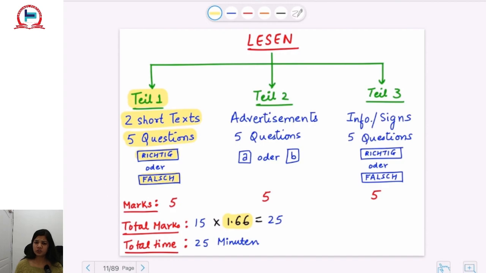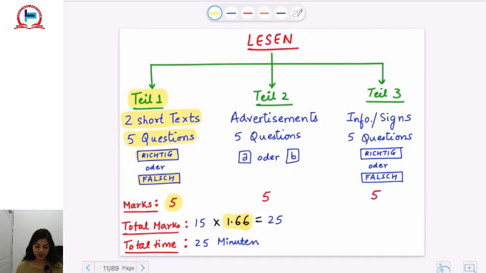The trick in this part is you should always try to understand the meaning of the entire paragraph. Try to understand the gist, the summary of the paragraph, instead of trying to understand the meaning of each and every single word. Only then will you be able to answer the 5 questions correctly. This part is for 5 marks.